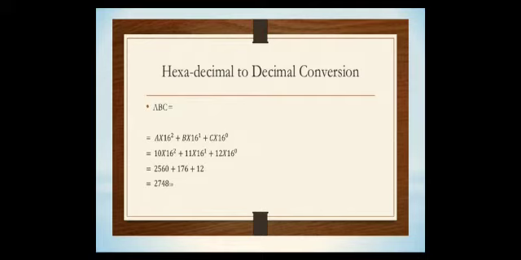16 power 0 is nothing but ones, 16 power 1 is tens and 16 power 2 is hundreds. Okay, this way we multiply. After adding, finally we get the answer 2748. So this is the way we are converting hexa to decimal.